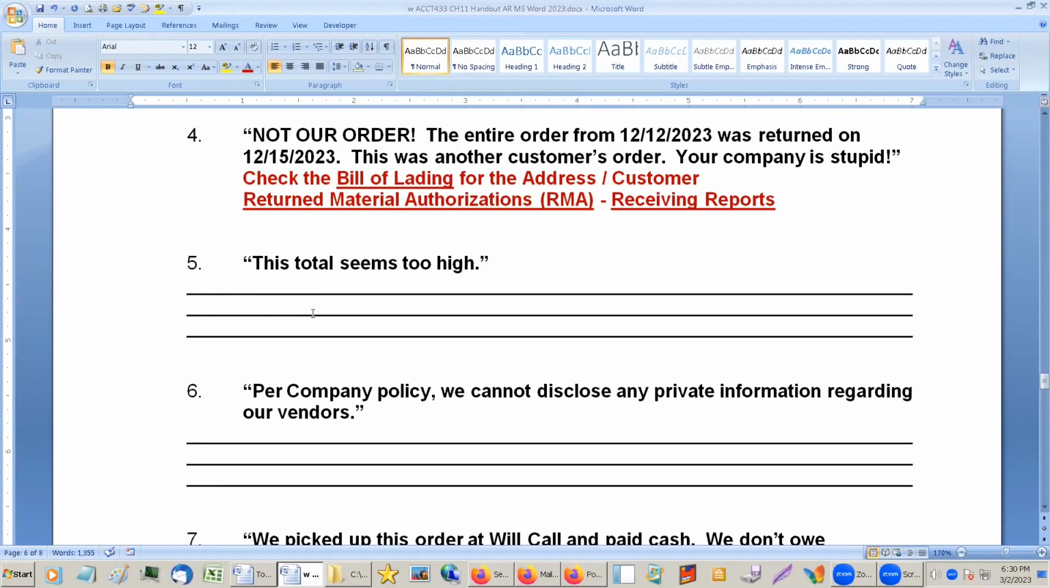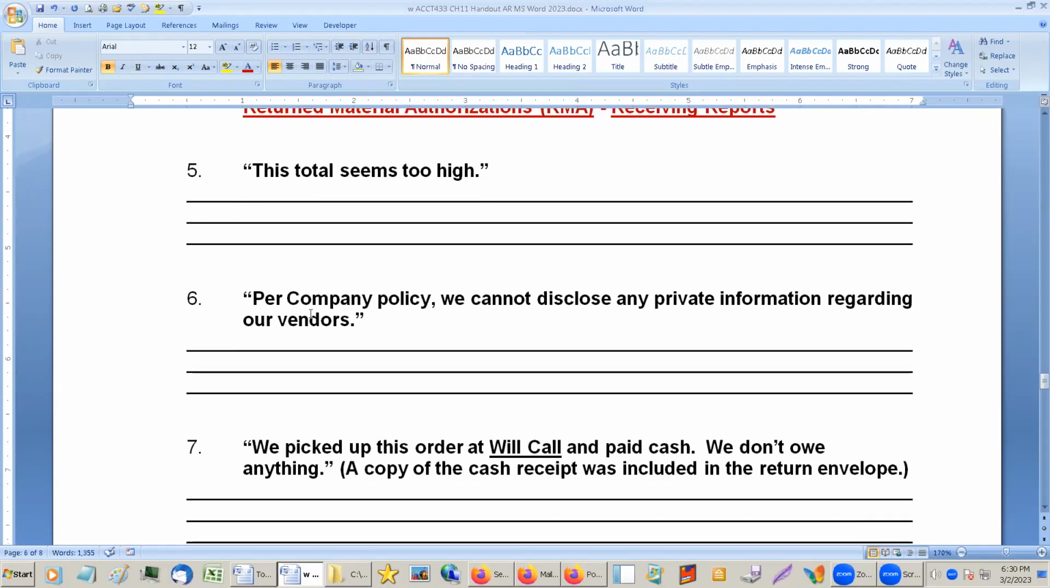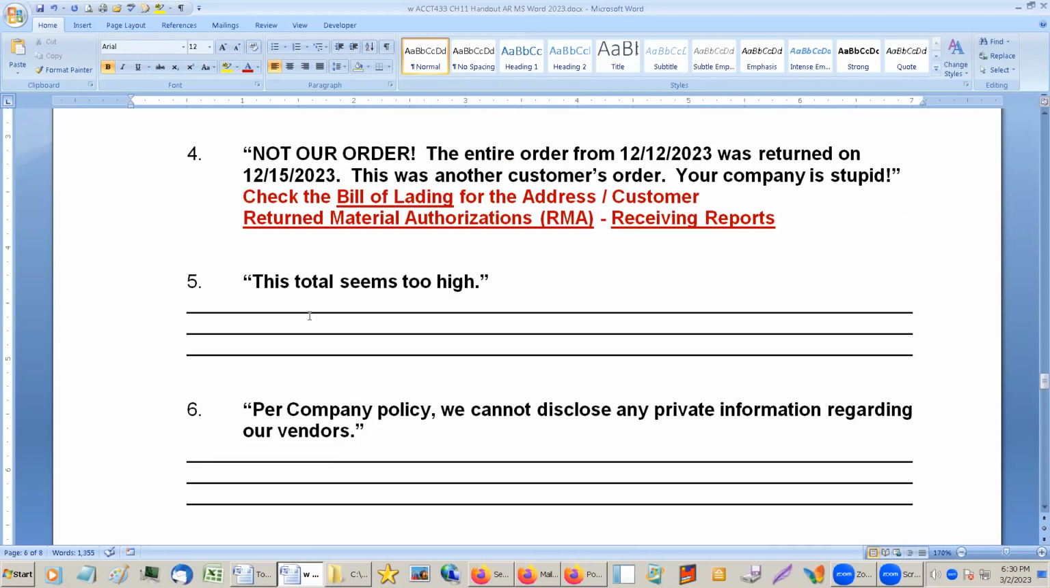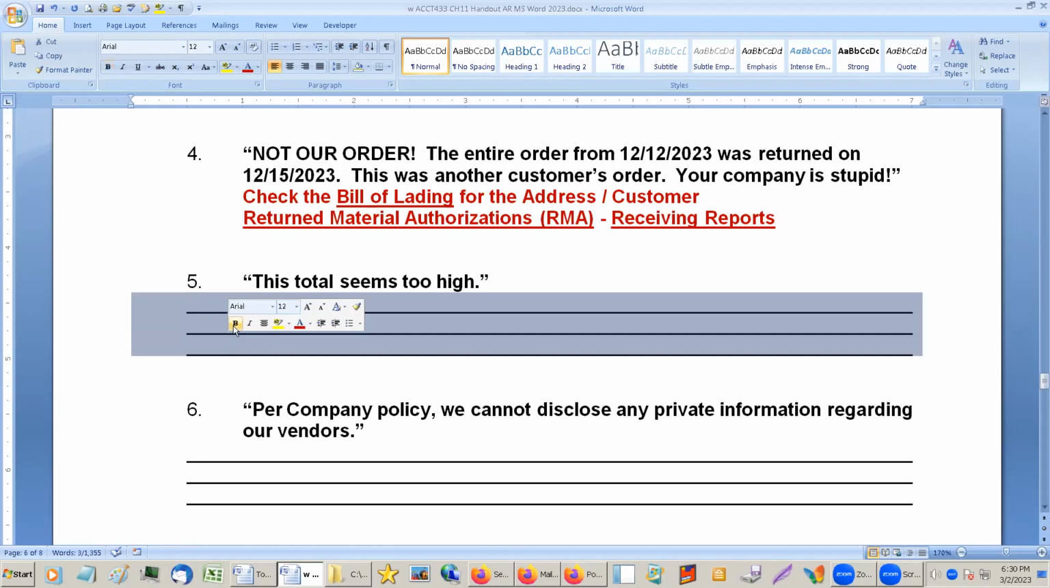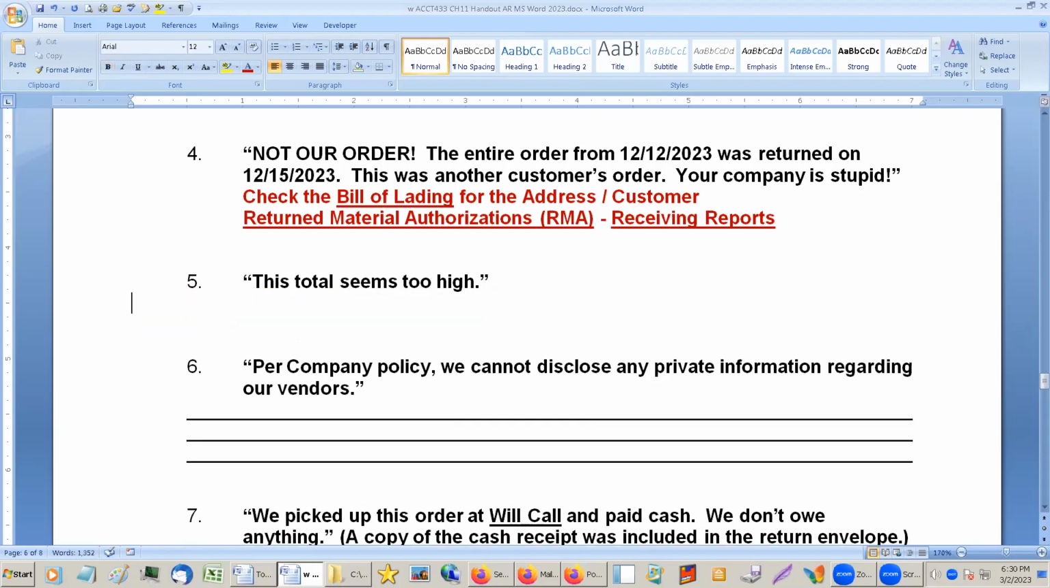Okay. This total seems too high. And yes, you have to clear it. What do you probably look for on this one?